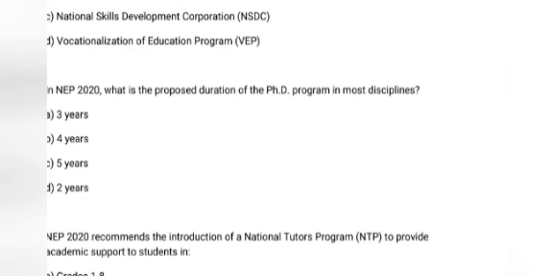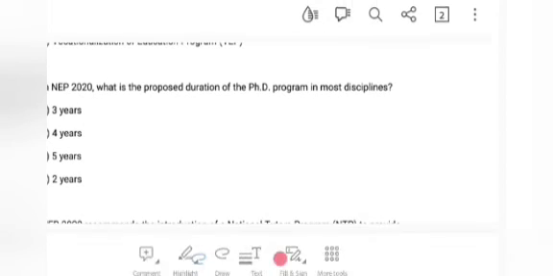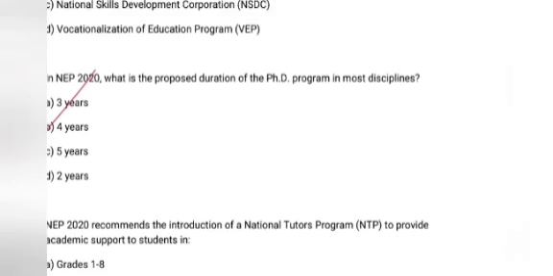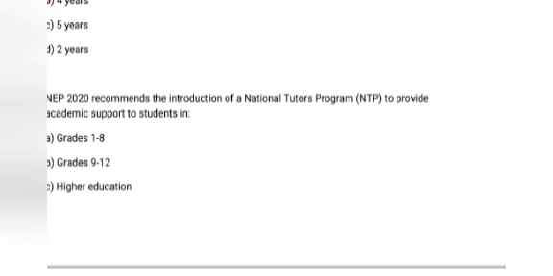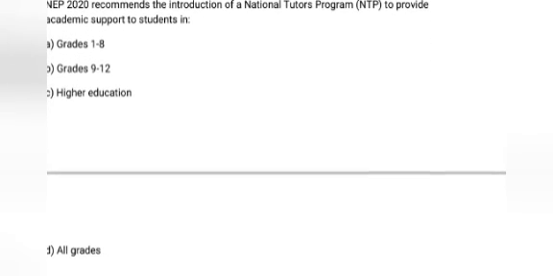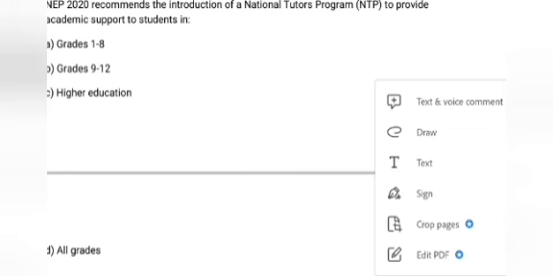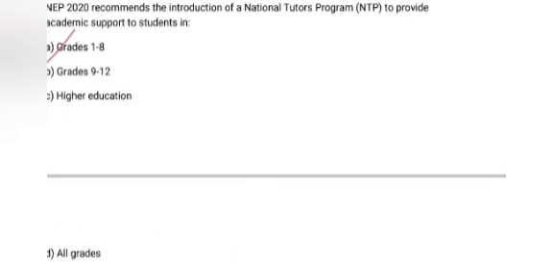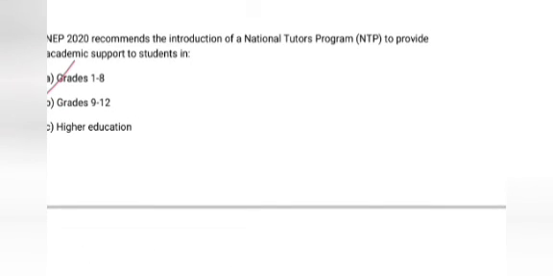In NEP 2020, what is the proposed duration of the program in most disciplines? So B, that is 4 years. NEP 2020 recommends the introduction of the National Tutors Program to provide academic support to students in what? Grades 1 and 8, grades 9 to 12, higher education, all grades. It will be grades 9 to 12. This is what I have got, but please try to verify from your side also. Do your own research.